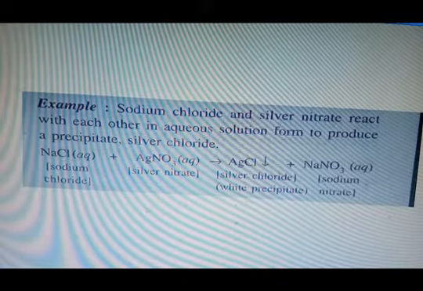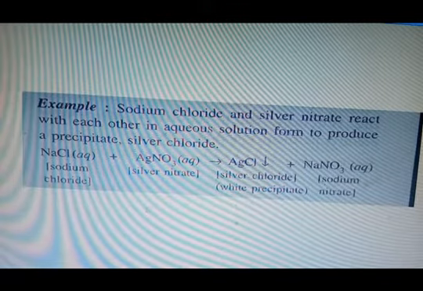Then number two condition that we need is a change in the physical state of the reactants through solution. Sometimes we bring the reactants in close contact, but still the reaction does not take place.